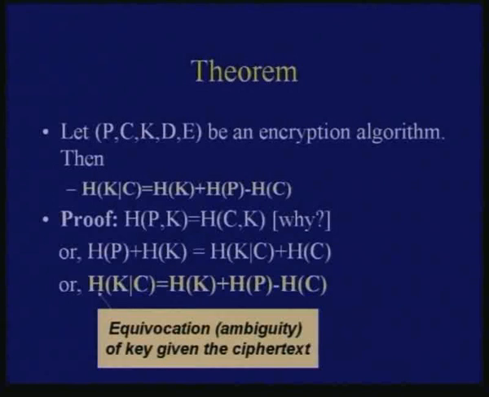Okay, so let me recap that we essentially proved this particular formula yesterday, that is H(K|C) = H(K) + H(P) - H(C). Therefore the ambiguity of a key given the ciphertext is described as follows: it is the ambiguity of the key plus the ambiguity of the plaintext, subtracted by the ambiguity of the ciphertext.